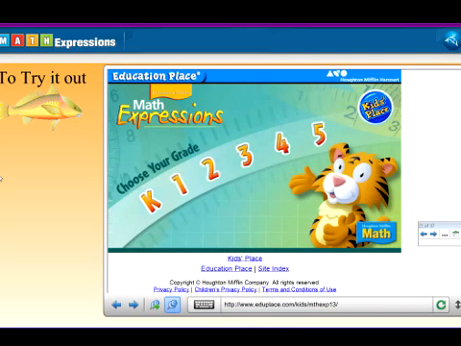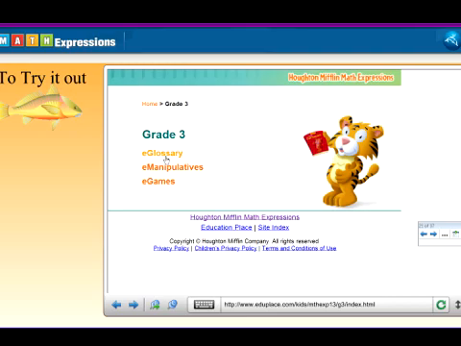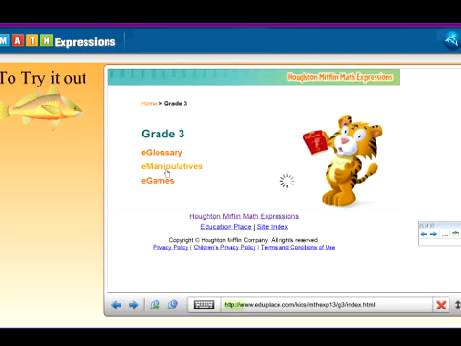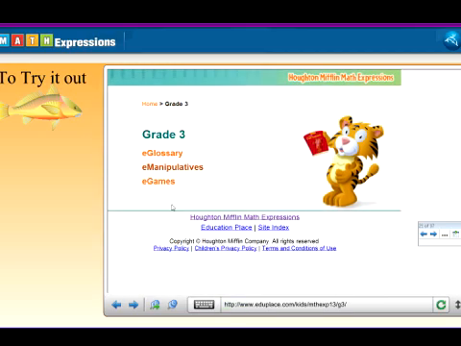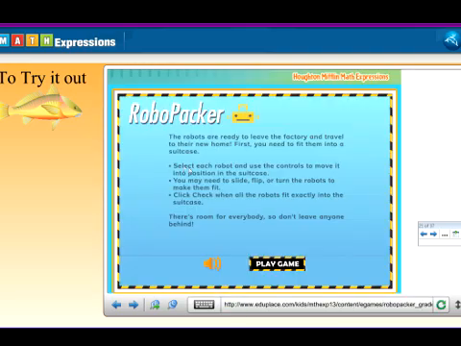I'm going to make sure this is posted again so you guys can go to Math Expressions. You can try out any of the grades. I like to go to grade 3 and check out the glossary or the games or the manipulatives. If you check out the manipulatives, there's some ways to add and subtract and do the multiplication table, but of course there's always some games that you can play. The ones that I like are RoboPacker, which is a fun game.